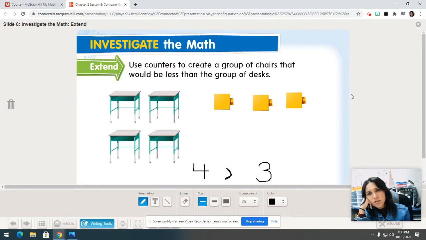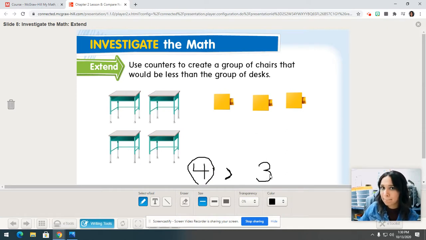I want to put a circle around the number that is greater than. Well, remember, greater than is bigger. What do we have more of? The desks. Good. We have 4 desks. That is the greater number. Good. Echo me. 4 is greater than 3. So that tells me that 3 is a little number, which means that it is less than. So I'm going to put an X on it. Now echo me. 3 is less than 4. Well done, boys and girls.